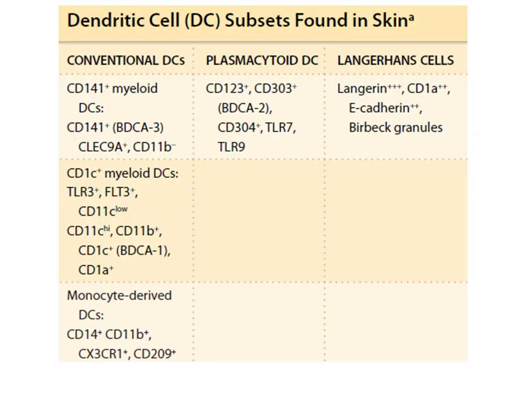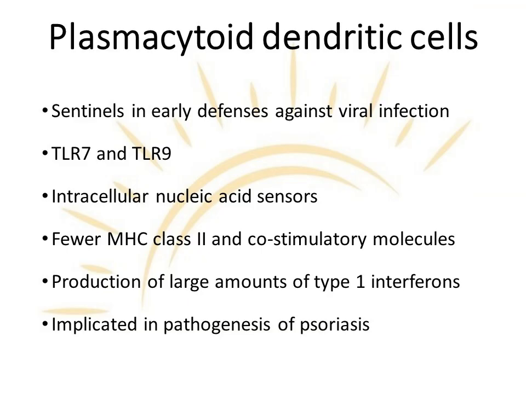Different dendritic cell subsets can be identified by their surface markers. CD141-positive and CD1c-positive cells represent conventional myeloid dendritic cells. Monocyte-derived dendritic cells express CD14, while plasmacytoid dendritic cells express CD123 and CD303. Langerhans cells express CD1a and Langerin, also known as CD207.